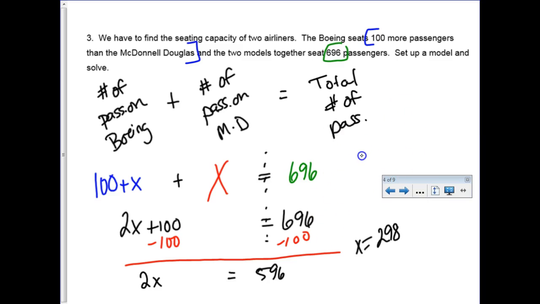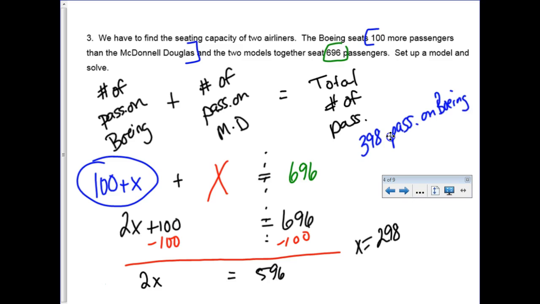So they want to know how many people are in each plane. So the Boeing was 100 plus x, so there's 398 passengers on the Boeing. And then for McDonnell Douglas, that was just x, right? So there's 298 passengers on the McDonnell Douglas. There we go. I know that looks really messy and really overly complicated for the situation, but that's what they want to see.